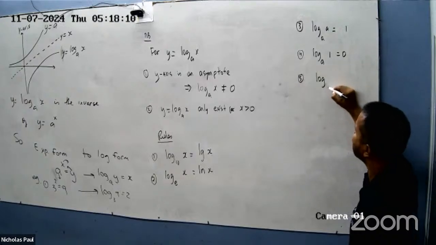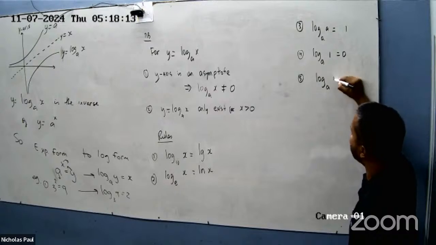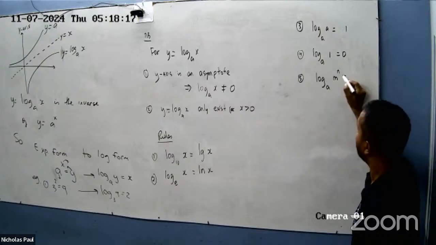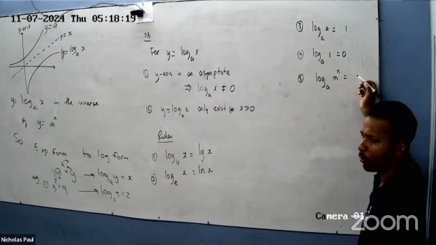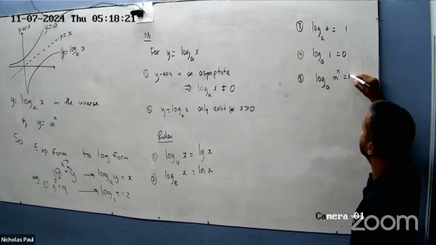In a case like this, log to the base a of m to the power n, it's called the power rule. We can take the n and put it in front.